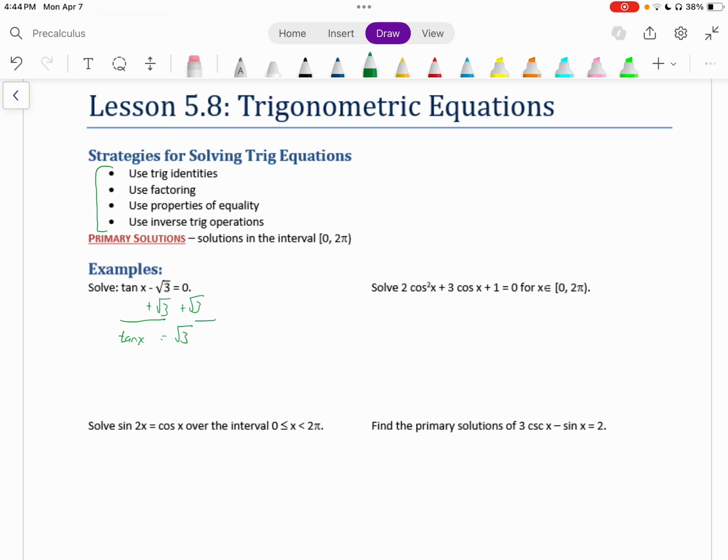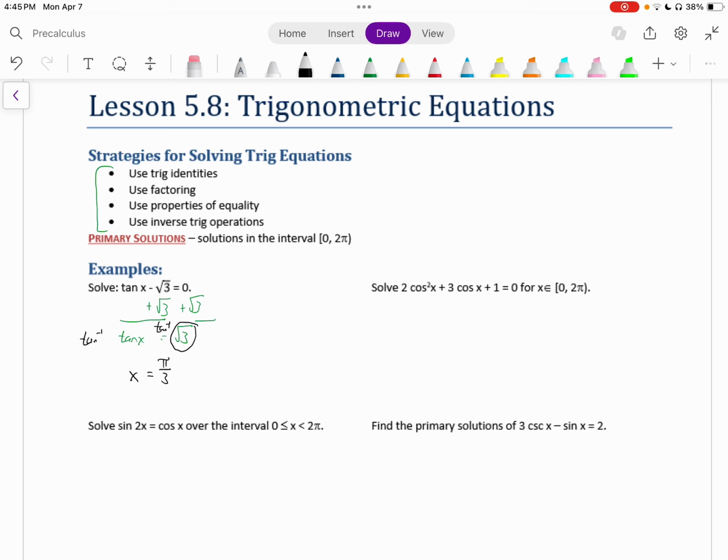And now what we're technically doing is using inverse trig operations. We're thinking inverse tangent of both sides. We don't have to write it. We usually just think it through. So really we're thinking, when does tangent equal the square root of 3? And that should be familiar to us. That is one of the special angles that we've looked at before. So we have a chart that we look at sometimes. Tangent equals the square root of 3 at pi over 3.